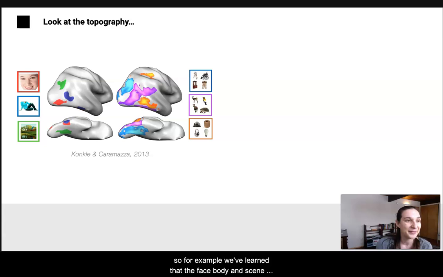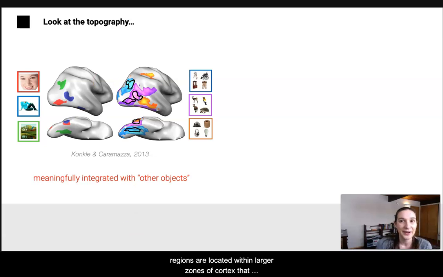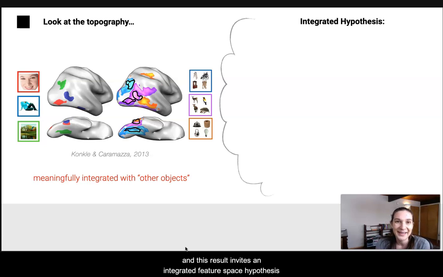So, for example, we've learned that the face, body, and scene regions are located within larger zones of cortex that have systematic but weaker response preferences to big objects, animals, and small objects. So these category selective regions are meaningfully integrated with the response profiles of other objects. And this result invites an integrated feature space hypothesis, which will be the focus of this talk.